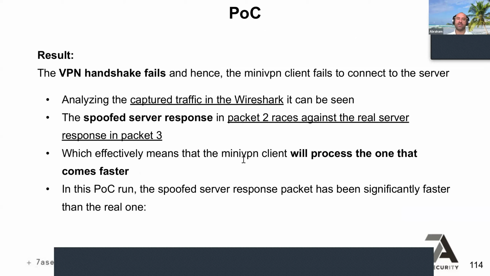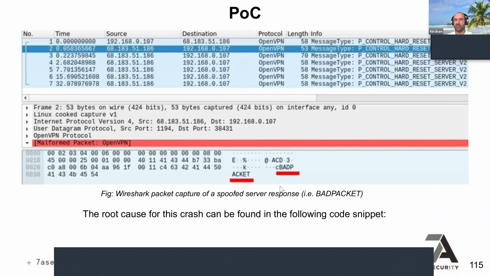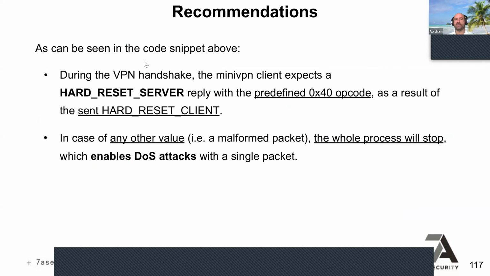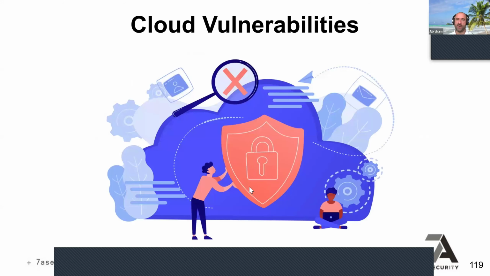So yeah, the VPN handshake would fail and so on, right? And this is how it looked in Wireshark. So this is how the proof of concept was built, how we were creating this bad packet, and then this would be how to fix this problem.